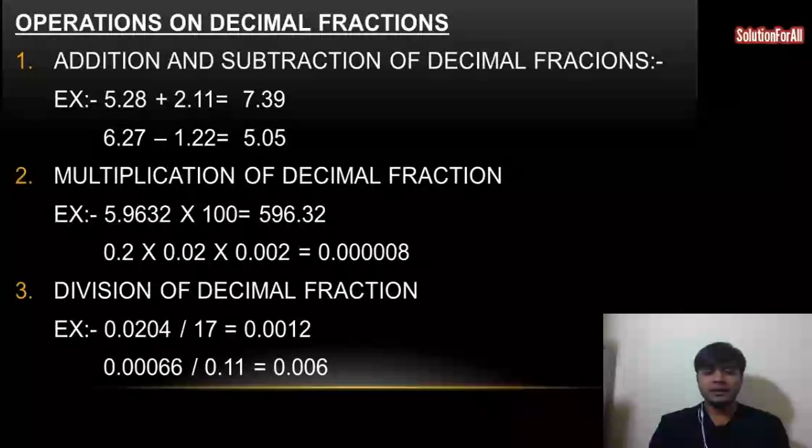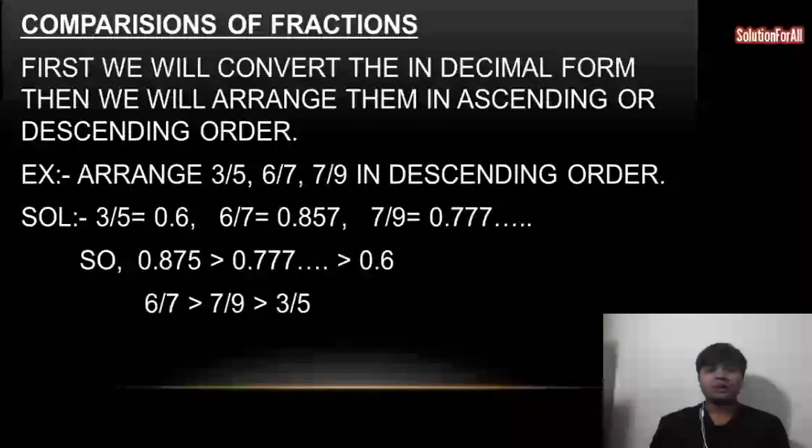So I have 6 here. I will put two more zeros before 6, and then I'll put the decimal. In this way we do the addition, subtraction, multiplication, and division of decimal fractions.